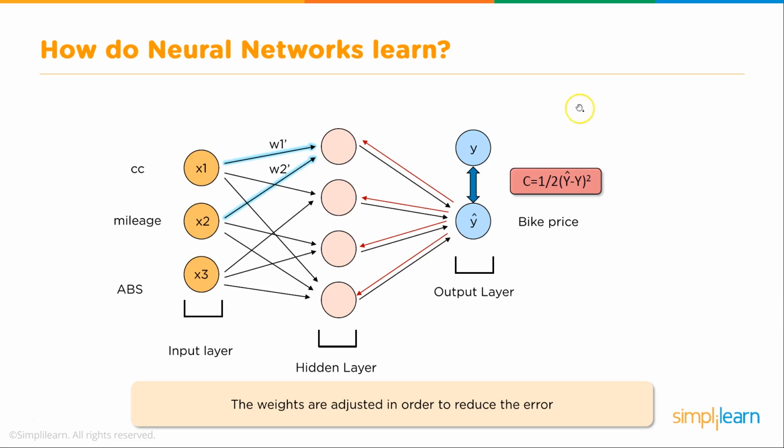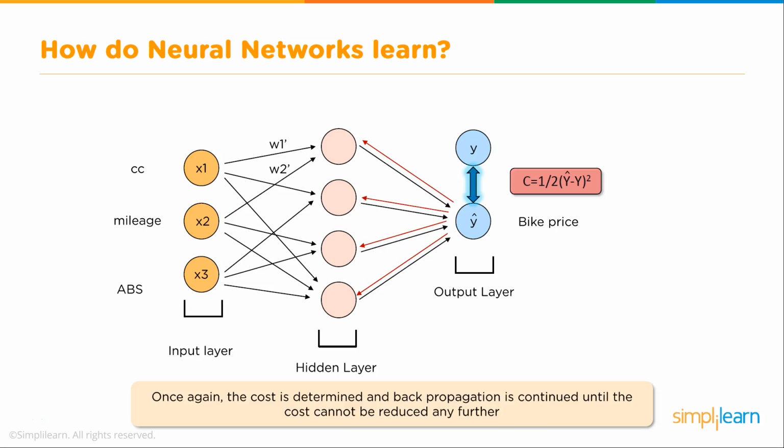So we have the bias in the cell, where we're adding a value, kind of like the y-intercept, and we have a bias of the whole neural network, which means that it's weighted towards one set of answers. So we want to make small changes in these weights so we don't create a bias. The weights are adjusted in order to reduce the error, or the cost. The network is now trained using the new weights. Once again, the cost is determined and backpropagation is continued until the cost cannot be reduced any further.